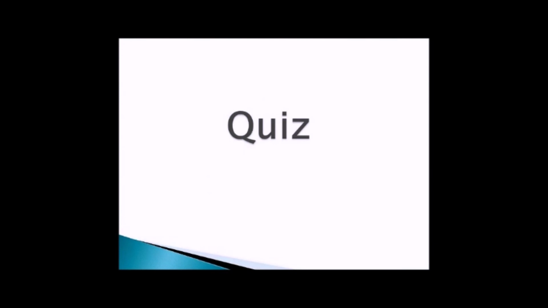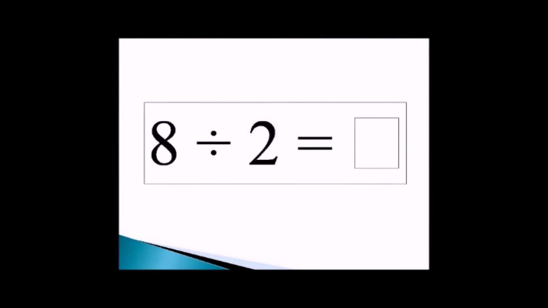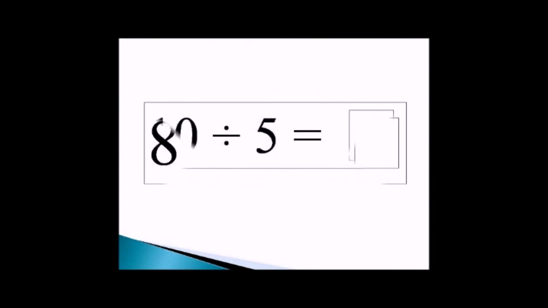Now let's do a quick quiz and see how many of these you can get correct. Come on, you can get all of these correct. First one, 8 divided by 2. You decide how you want to do it. If you want to do repeated subtraction, go ahead. I'm giving you time to do it. If you want to do the groupings, put down 8 sticks or 8 circles, do the groupings and see how many groups you have. If you know your 2 timetables, then you can do it right away.